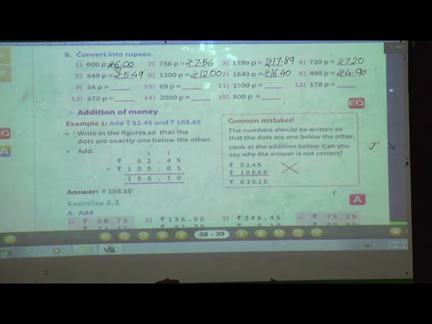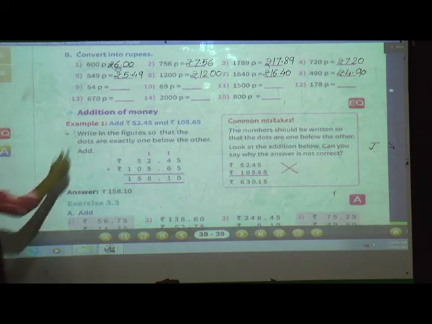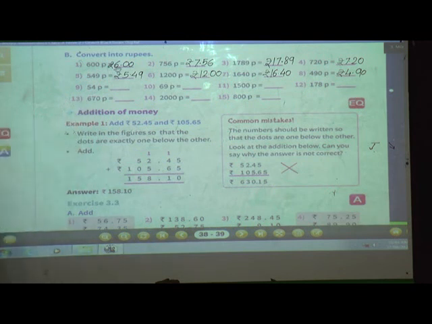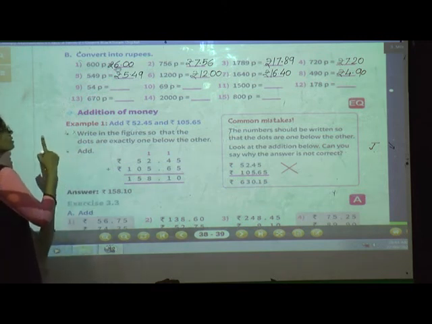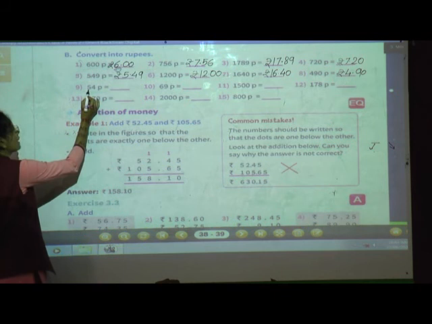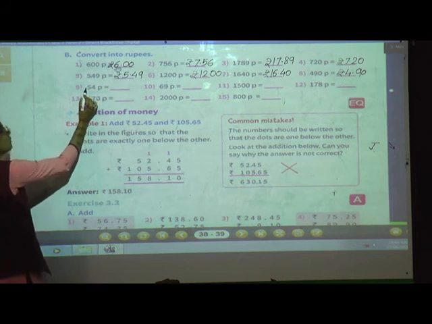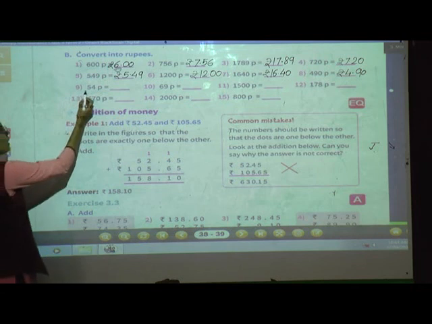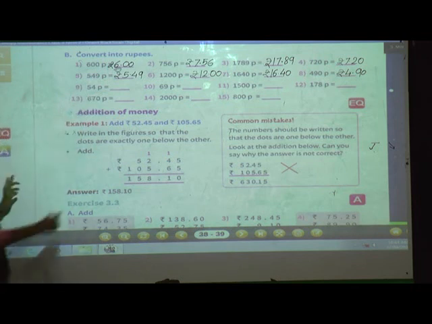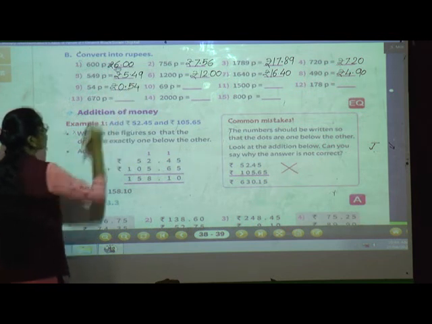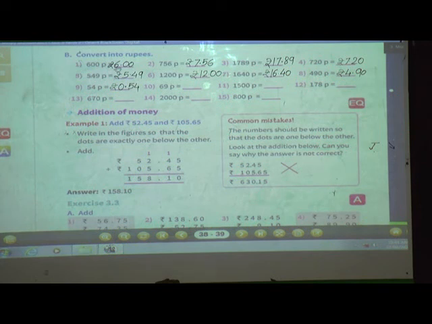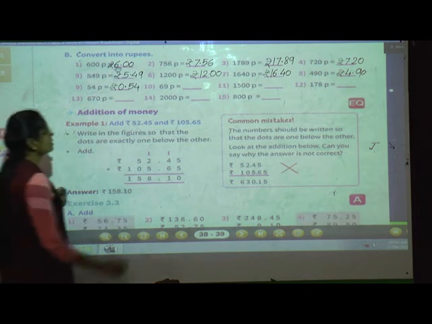Next, ninth example, 54 paise. Now here 54 is a 2-digit number. That 54 paise we have to convert into rupees. So before the second digit from the right side, here before 5 we have to give a dot. Now before 5 nothing is there. So what will we do? We will just write a 0. Rupees 0.54. Rupees 0.54 means what? 54 paise.